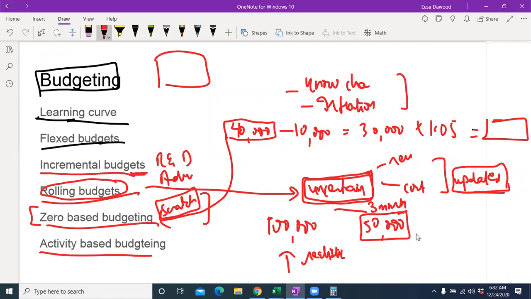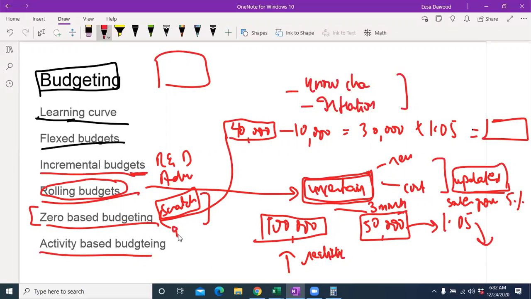Now, when I'm going to prepare a budget for the next period, I'm going to base my budget not on that original budget, but on what I've actually achieved. So now, for example, I will adjust on top of 50,000. If every time I adjust a sales growth of, for example, 5%, now I'm going to inflate it by 5%, and then I will set my next period budget.